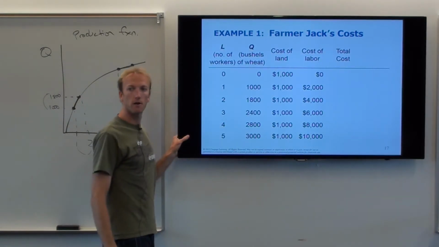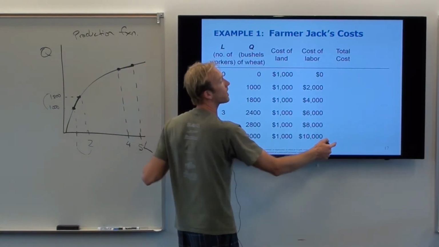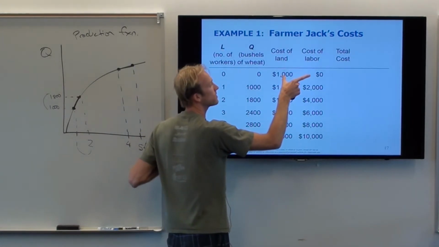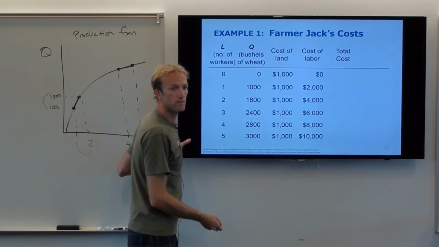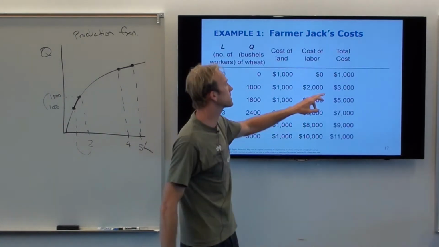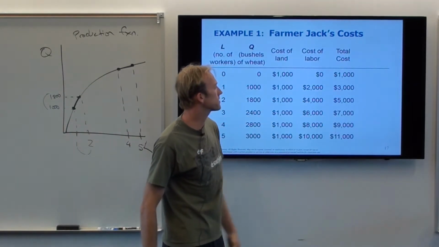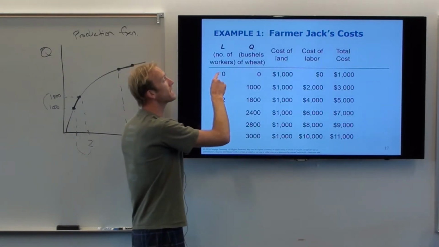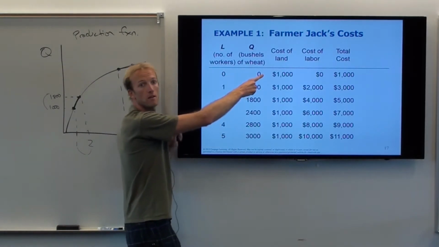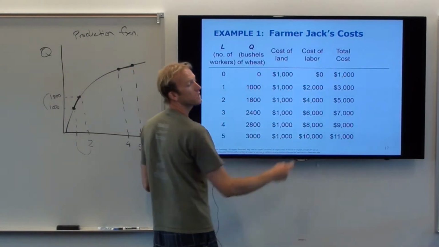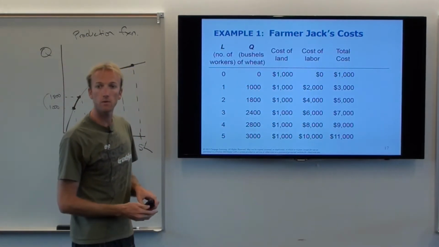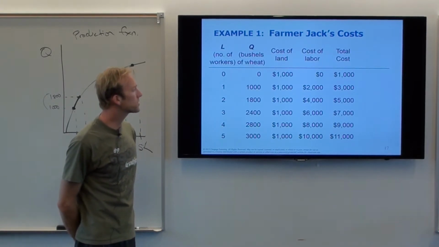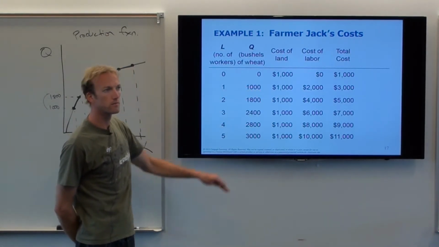So you just take the number of people times 2,000, and that's how you get these numbers here. Okay? And then finally, the total cost. Well, he only has 2 inputs that he's paying for. He's got the cost of the land and the cost of the labor. Okay? So his total cost here is 1,000, 3,000, 5,000, 7,000, 9,000, 11,000. The interesting thing to note, even when he's making nothing, he still has a cost. All right, so everybody understand how we made this table real quick? Okay.